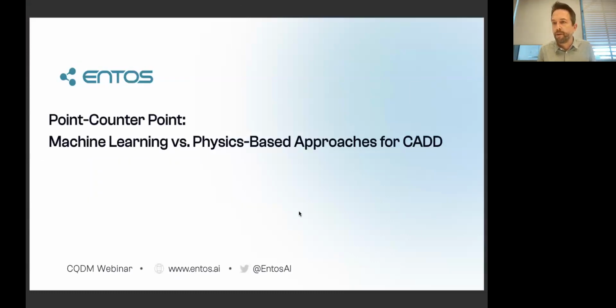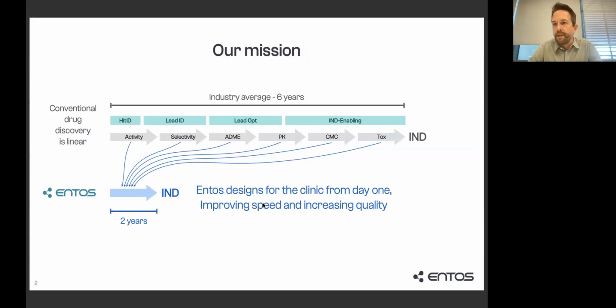Yeah, it's very exciting to be part of this panel. It's wonderful to be part of the discussion and to consider the advantages and strengths of machine learning versus physics-based approaches for CAD. At Entos, what we're really focused on is the delivery of small molecule therapeutics to clinic in a way that provides the ability to deliver molecules for unmet need, highly differentiated molecules, and to do that at a pace that gets them to the patients that need them very quickly.